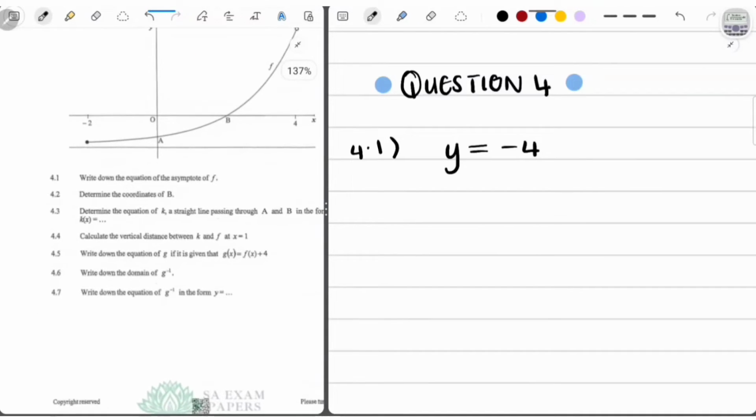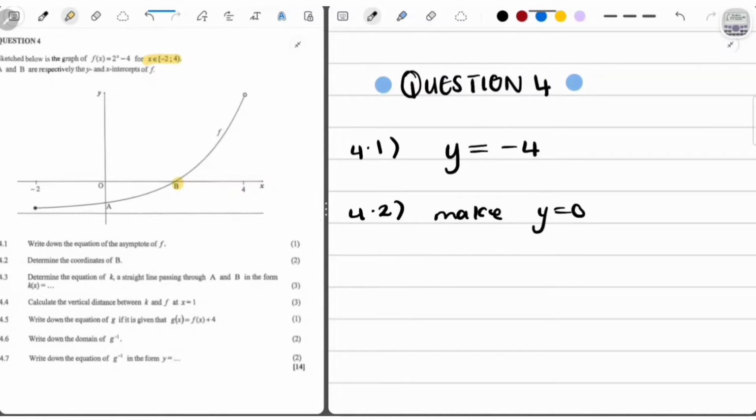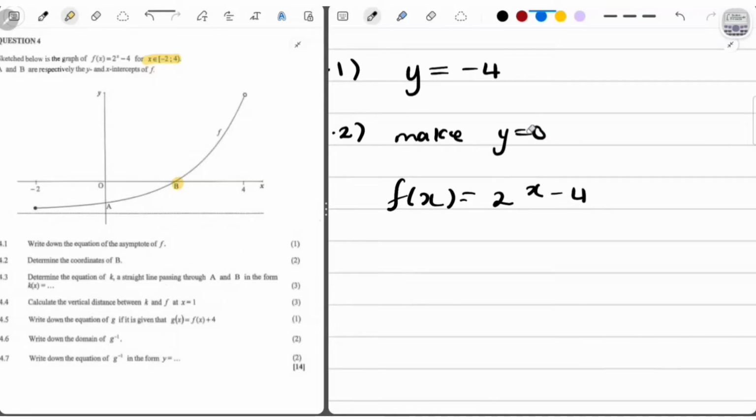Okay, next question. They want us to calculate the coordinates of B. Well, what is B? B is the x-intercept of this graph. The x-intercept, how do you calculate that? You calculate the x-intercept by making y equal to 0. Make y equal to 0 to find the x-intercept. So we're just going to say f of x is equal to 2 to the power of x minus 4. And we're substituting 0 in place of y. So f of x now becomes 0, so 0 equals 2 to the power of x minus 4.